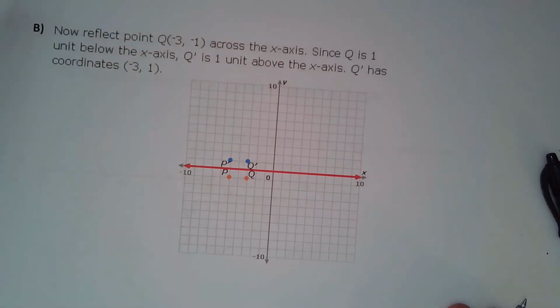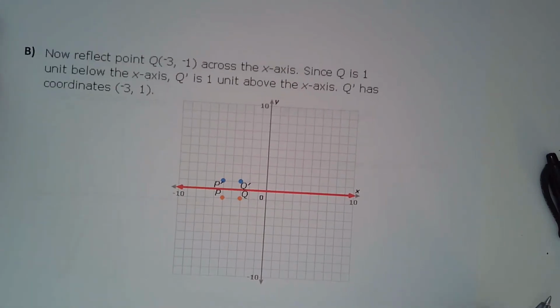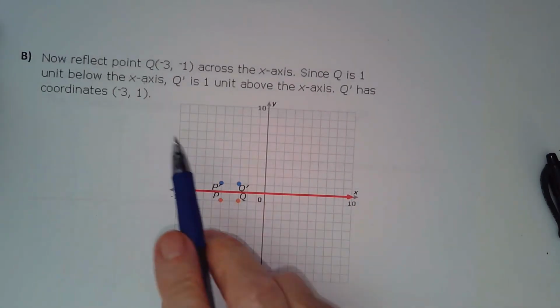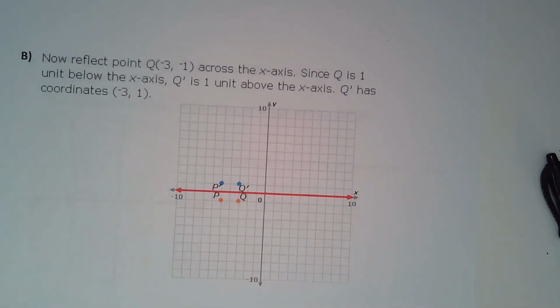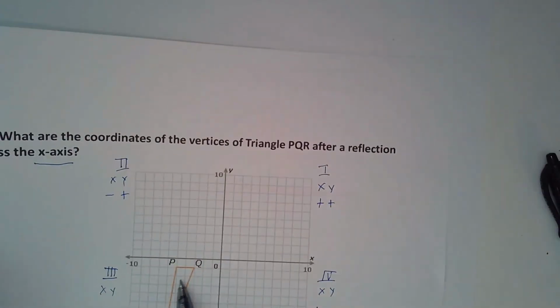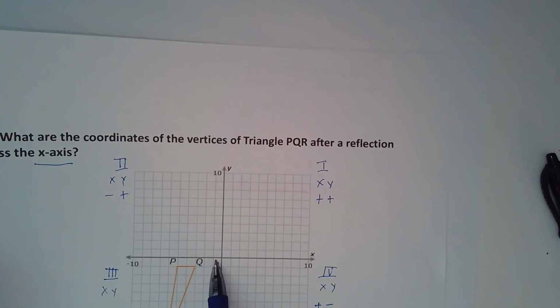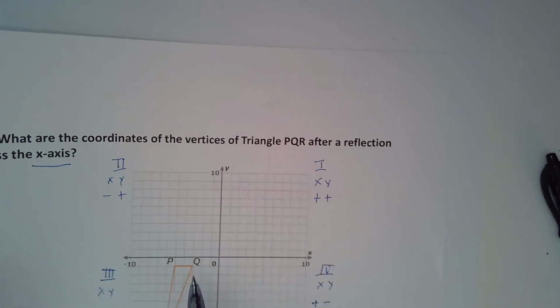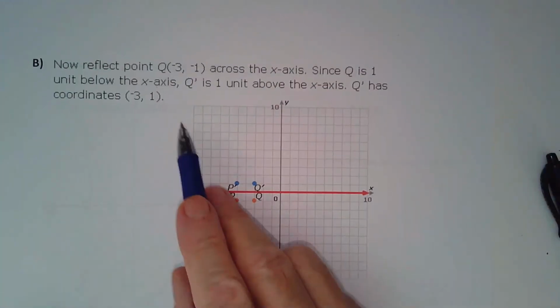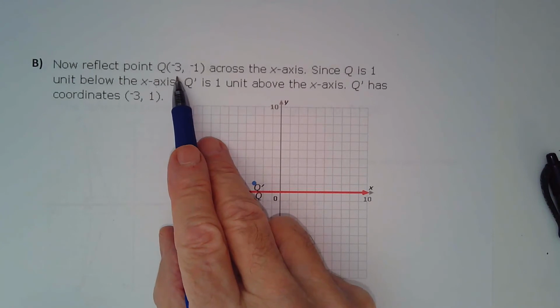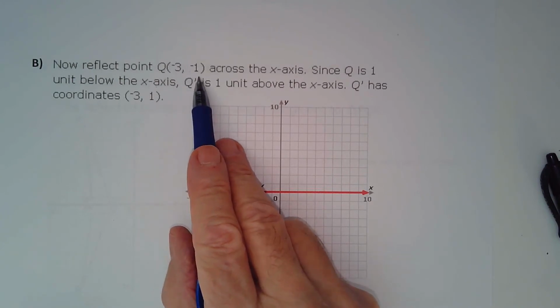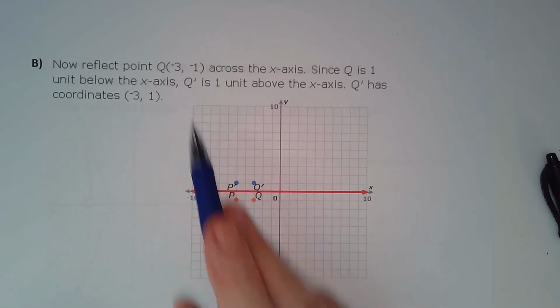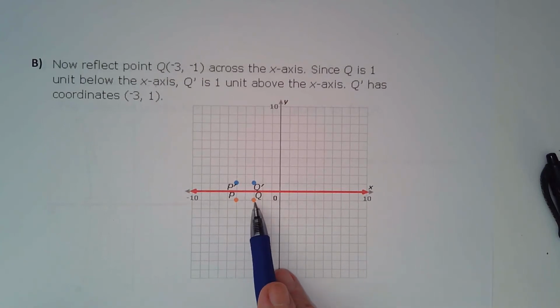And so now we're going to do point Q. So again, looking at your original triangle, you remember point Q is over here, and so it's where x is 1, -1, -2, -3, y is -1. So they tell you that. Now reflect point Q, which is at -3, -1 for the pre-image. Okay, that's this one here, across the x-axis.